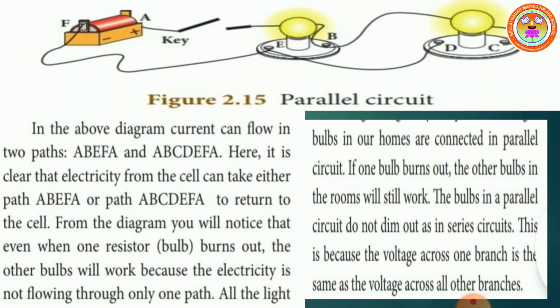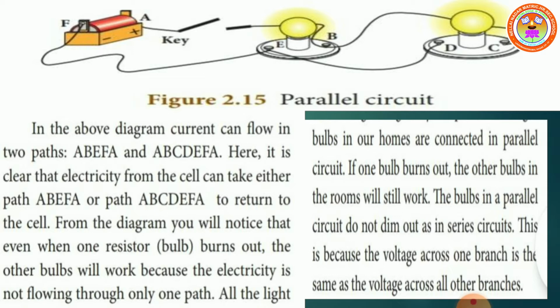In the above diagram, this is a parallel circuit. Current can flow in two paths: A, B, E, F, A and A, B, C, D, E, F, A. Here it is clear that electricity from the cell can take either path A, B, E, F, A or path A, B, C, D, E, F, A to return to the cell.